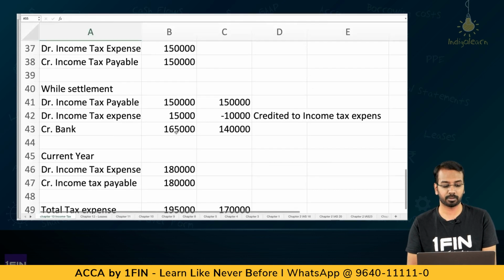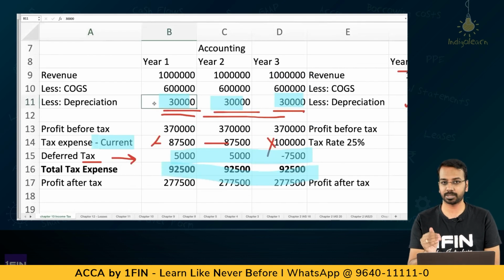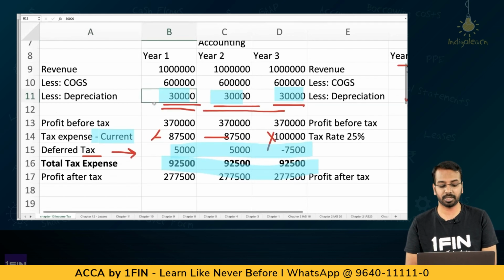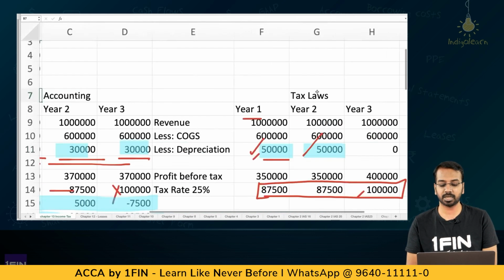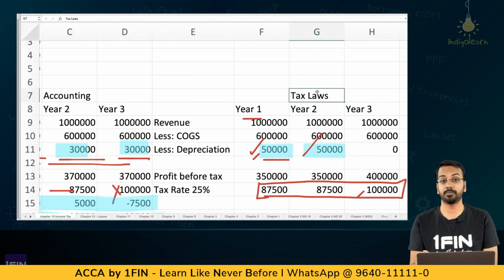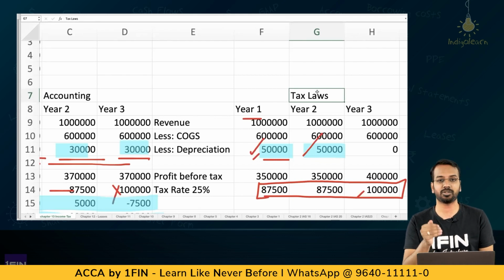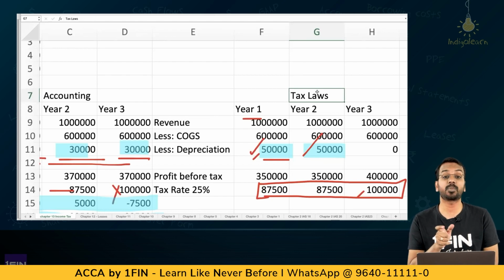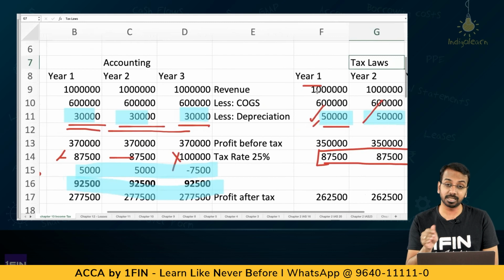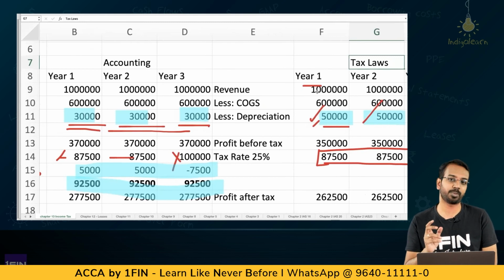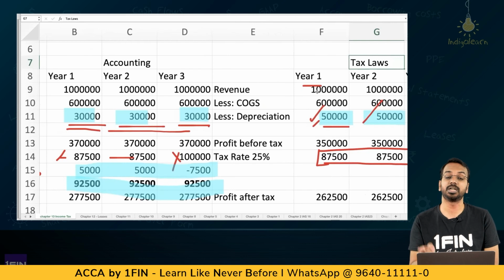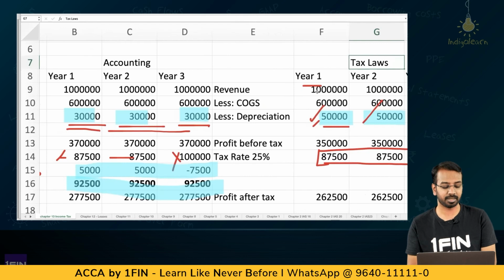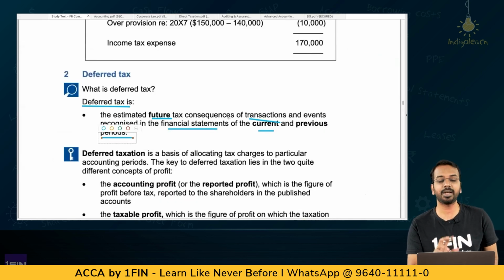So if we go back to our example, in the first year depreciation was 30,000 as per accounting records. As far as tax laws are concerned, the depreciation is 50,000. So here there is a mismatch. Because of this mismatch, you are paying less tax today. So the current tax goes down. But then it is not a permanent benefit. In this year you have paid less tax. In the future period you have to pay higher tax. So when you have to pay higher tax in the future, there is a liability. That is what gets captured as a deferred tax liability. Correct? So it is the estimated future tax consequence.